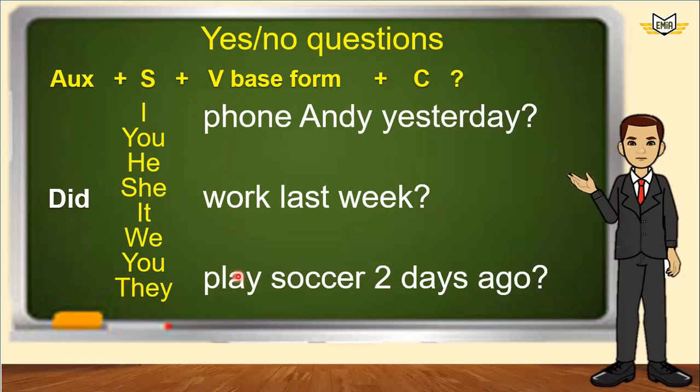Guys, never write did you worked, did you phoned, did you played. No, that's not correct. Because the past form of the verbs is only in affirmative sentences. Don't write the past form of the verbs in negative sentences or questions, because you already have an auxiliary. So did you phone Andy yesterday, for example? Again, guys, auxiliary did plus subject pronoun plus the base form of the verb plus a complement and the question mark.